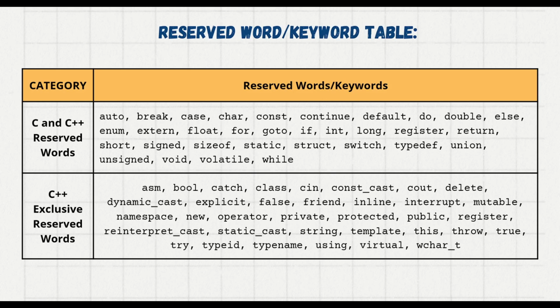These words have special meanings in the language syntax and cannot be used as identifiers for variables, functions, or other user-defined items. The second category lists the reserved words that are exclusive to C++. These include more advanced features and object-oriented programming concepts such as asm, bool, catch, class, etc. These keywords enable more complex and powerful programming constructs that are not available in C.